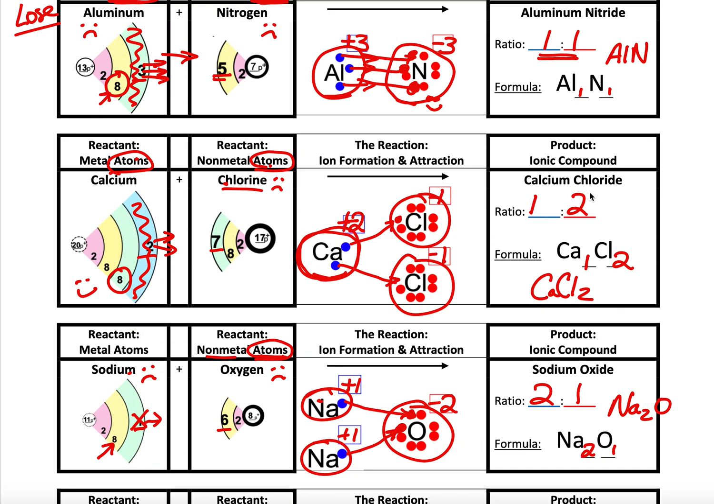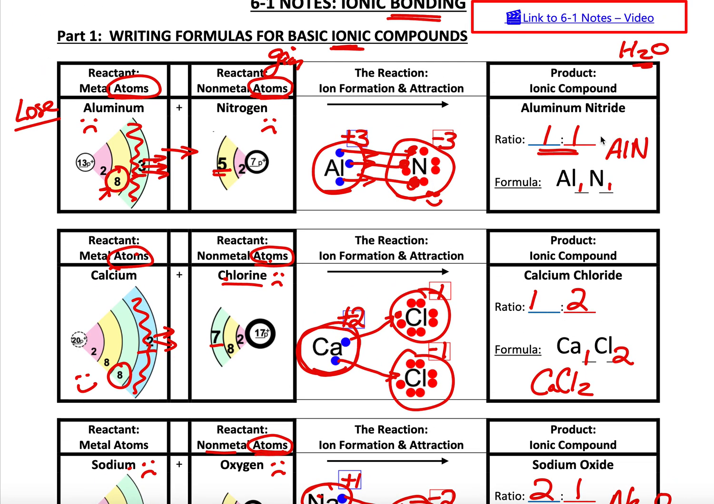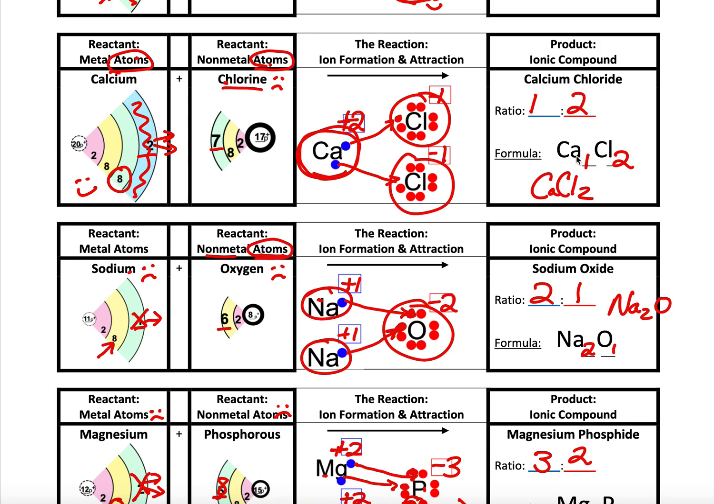Let's see if this works. These guys are a 1-to-1. So anytime you have a 1-to-1, you don't have to worry about this crisscrossing. There's nothing to crisscross. It's a 1-to-1. But let's take a look over here.